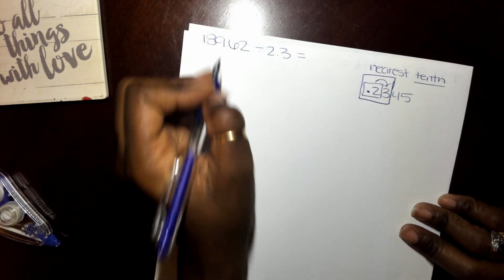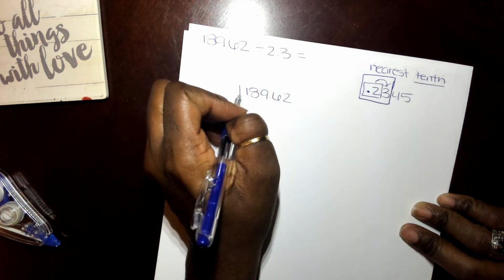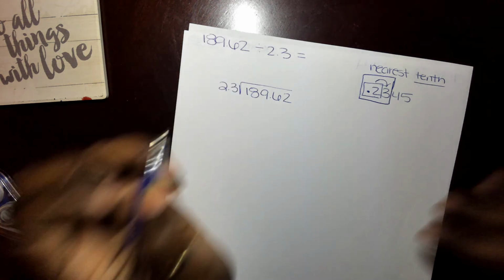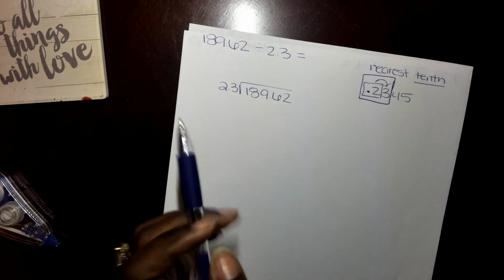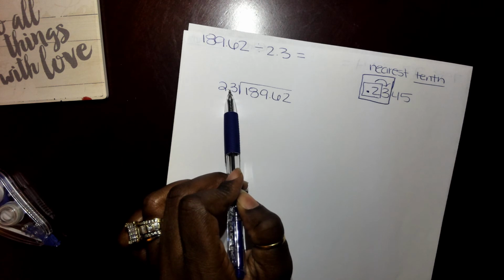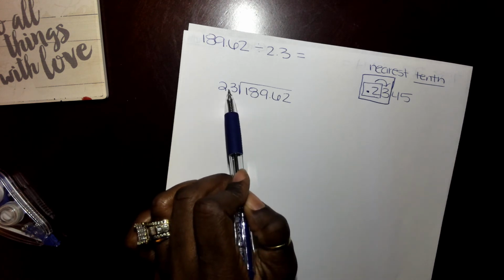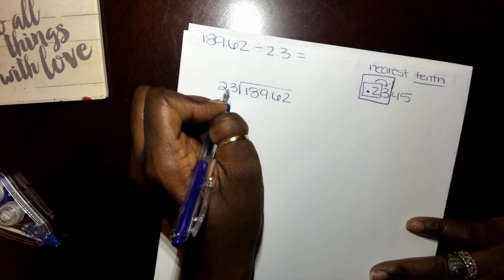We have our dividend, which always goes in, and our divisor goes outside. Okay? And so now what happens is, remember, we only want to work with whole numbers. But I noticed that we have one outside and we have one inside the house. So let's start from left to right. And what will happen is we're going to move this decimal. We've already talked about it before.